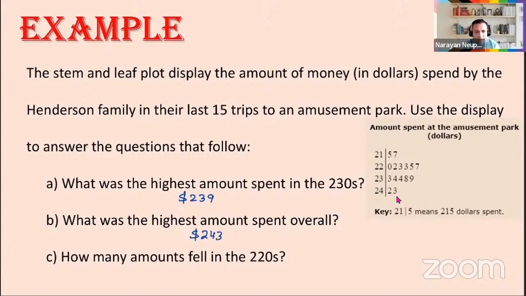And finally, how many amounts fell in 220s? 220s are here, and how many are there? We can count 1, 2, 3, 4, 5, 6. So 6 of them fall under 220. So that's how we can look at the statistical diagram and solve the problem. So this is from our module 2, where we talk about the graphs and displays. So here we are looking at the display in the form of a stem and leaf plot.